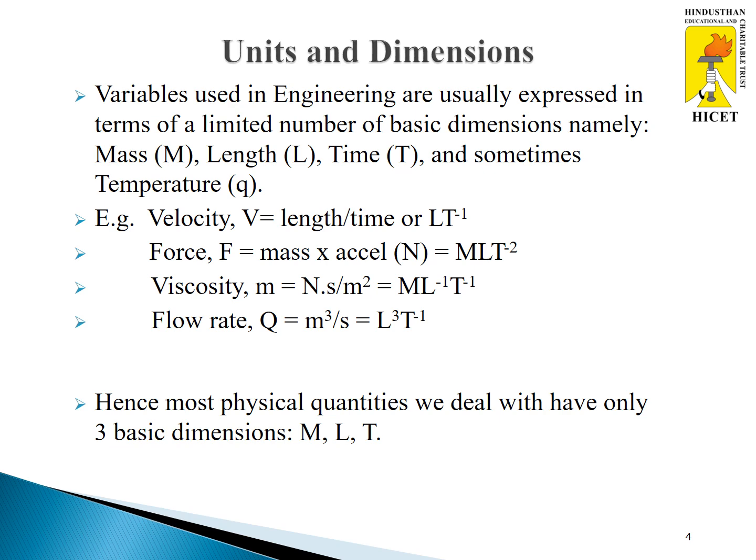The dimensional variables: we substitute length as L and time as T. Then length by time is LT^-1. Then force F, mass into acceleration, MLT^-2. Then viscosity, Newton second per meter square, ML^-1T^-1. Then flow rate Q is meter cube per second, L^3T^-1. Hence most physical quantities we deal with have only three basic dimensions, M, L and T.